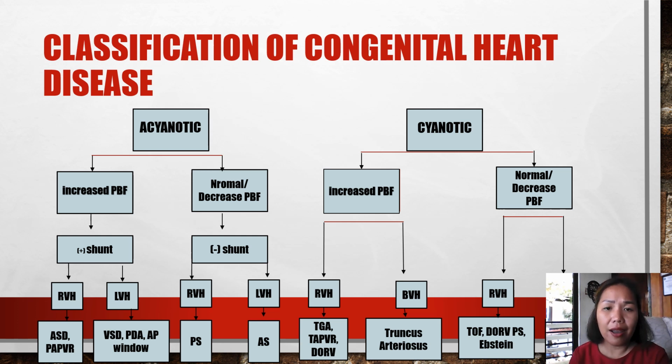If there is left ventricular hypertrophy, the lesion may be truncus arteriosus. When you are dealing with a cyanotic lesion with normal or decreased pulmonary blood flow with right ventricular hypertrophy, the differential diagnoses are tetralogy of Fallot, double outlet right ventricle with pulmonary stenosis, and Ebstein anomaly. If you have left ventricular hypertrophy, the cardiac lesion may be pulmonary valve atresia with intact septum and tricuspid valve atresia.